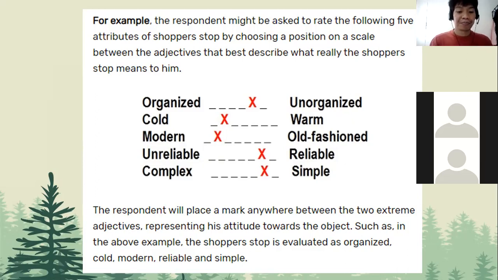So depende. The respondent will place a mark anywhere between the 2 extreme adjectives representing his attitude towards the object. Such as in the above example, Shoppers Stop is evaluated as organized, cold, modern, reliable, and simple. So basically, you will deal with words when it comes to using this type of scaling.